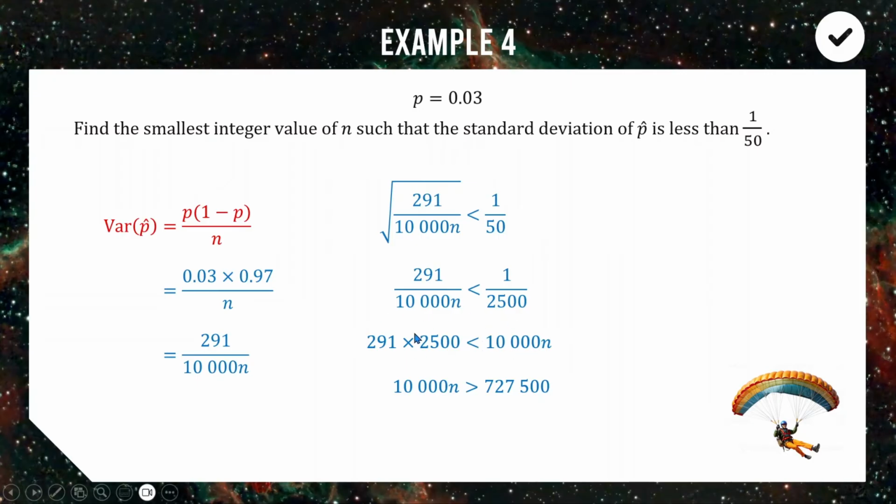While I'm here, I'm just going to swap the sides over and put the larger side on the left. Now we can just divide by 10,000 and we get an expression for n. n needs to be greater than 72.75. And the question wants us to find the smallest whole number value of n. So because we're greater than 72.75, we're going to have to say 73 is the minimum whole number we need with this value of p to give us a standard deviation of less than a 50th, to apparently make them safe for mass production. And only 3% deaths, that's pretty good. It's better than some schools.